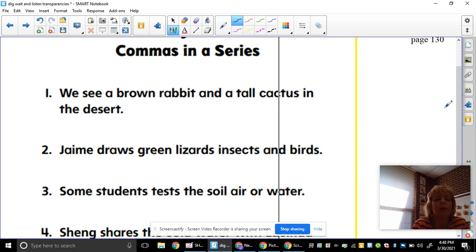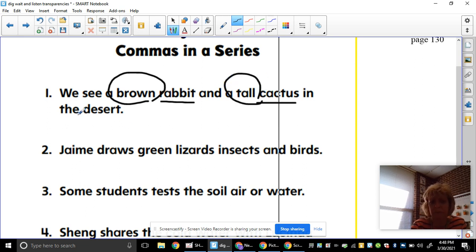So number one, we see a brown rabbit and a tall cactus in the desert. Well, rabbit is a noun, and what kind of rabbit is it? It's brown. So we're going to circle brown because it describes the rabbit. Cactus is a noun, it's a thing. Describing the cactus is tall. Now, desert's a noun, but it doesn't really have anything describing it. So all week we've been underlining the nouns and then circling the adjectives.